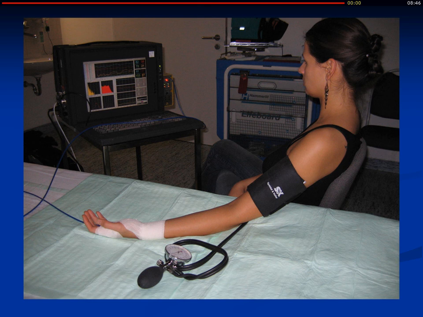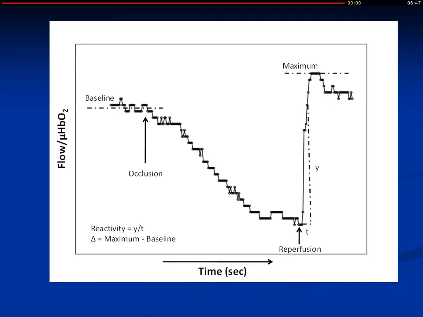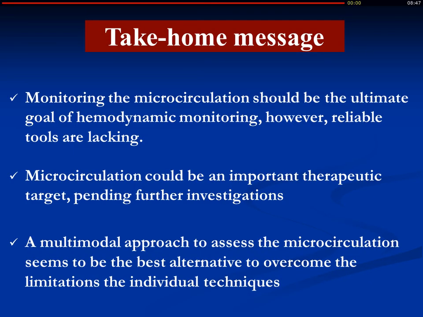And the last thing, as I told you, is looking at the function using such curves. You do occlusion and reperfusion. If the microvascular function is impaired, you have an impairment of these curves that you obtain looking at the microvascular perfusion with the laser Doppler or with the methods that are used for the detection of oxygen at the tissue level. So I'm finished.